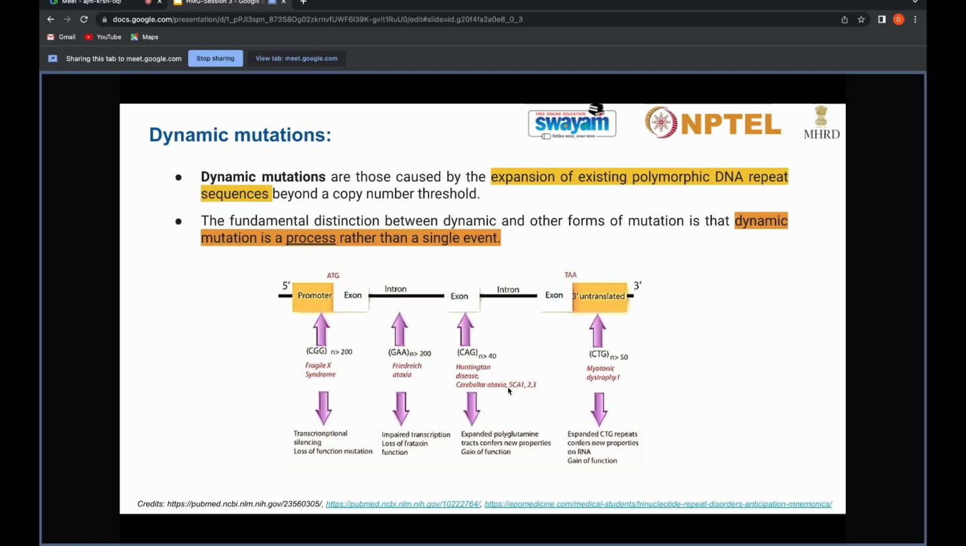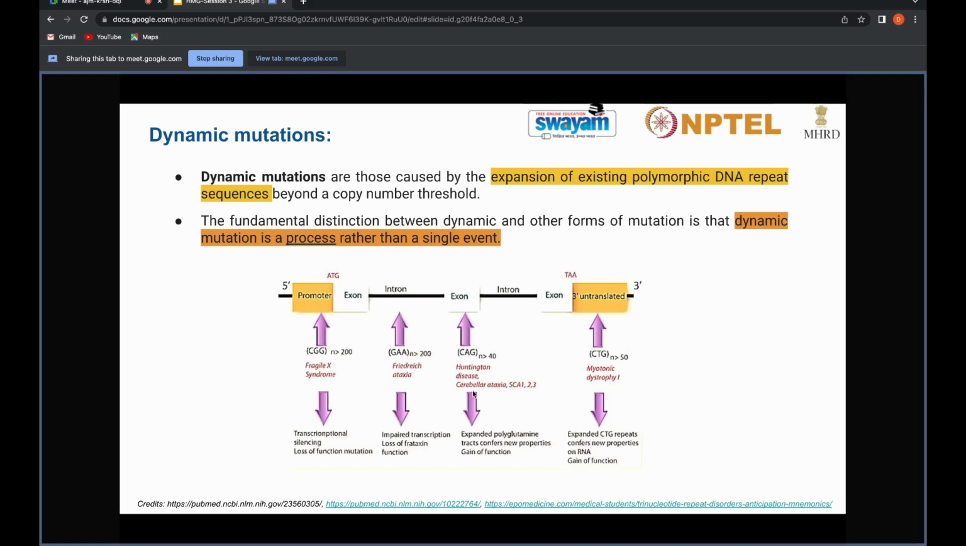Then comes Huntington's disease, which is the most heard of and most well discussed disease. So in this, what happens? This particular CAG trinucleotide is present in one of the exons, and if its repeat expands beyond 40, then it leads to Huntington's disease. If the repeats are less than 40, then it is tolerable. But above that, it leads to this disease.